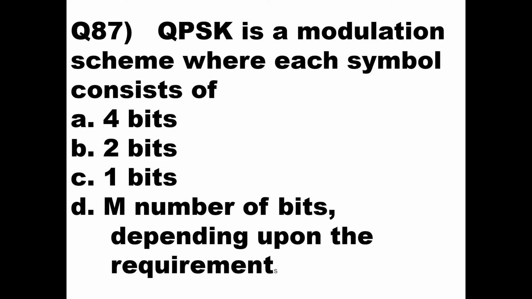Then we'll go to the next question. QPSK is a modulation scheme where each symbol consists of? In BPSK we have 1 bit per symbol, but in QPSK we have 2 bits, that is a dibit, for each symbol, because QPSK is quadrature phase shifting. We will have 4 phase shifts, and every phase shift will be represented by 2 bits, called a dibit. So the answer will be 2 bits.